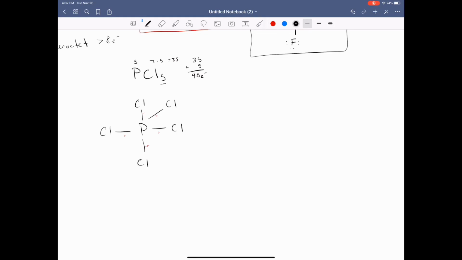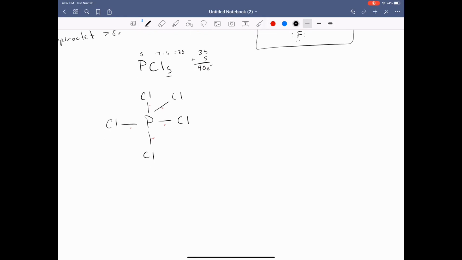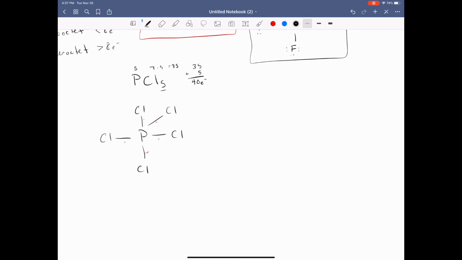So let's fill in our dots now. Our dots will have 6 around each. Okay, now let's count it all up. We have 2, 4, 6, 8, 10, 12, 14, 16, 18, 22, 24, 26, 28, 30, 32, 34, 36, 38, 40. 40 total. So with 40 electrons and all of these octets and superoctets satisfied, this is correct.